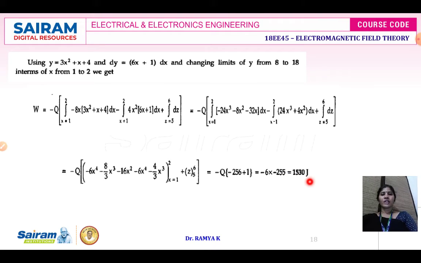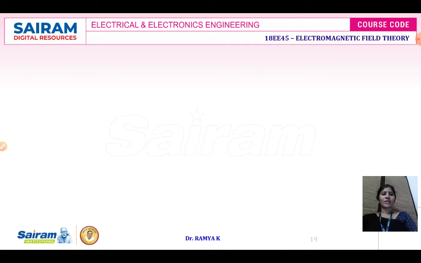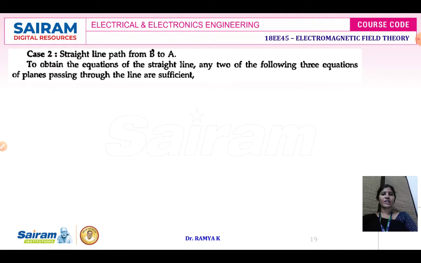Whether you are solving it by means of your line segment or by using this straight line equation, the answer is going to be the same. First we solved by means of the straight line equation. With that, the work done obtained is 1530 joules. Now we can solve the same problem by means of the straight line path B to A.